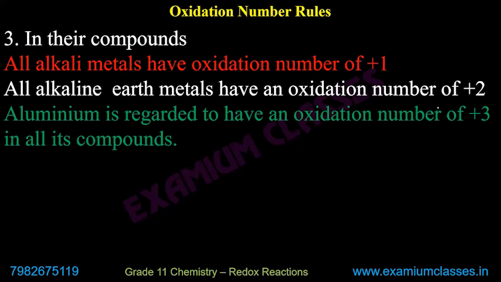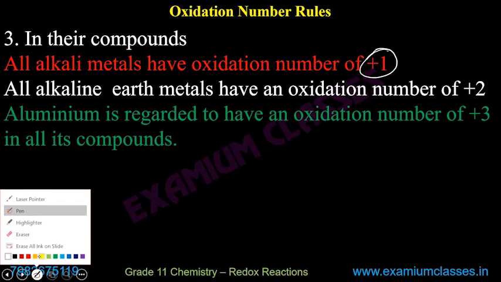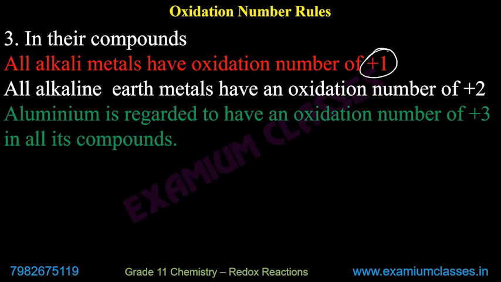Now the third rule, and this is the one where many students make mistakes. They don't recall this rule and just apply the other rules. All alkali metals have oxidation number +1. It means whatever the compound is, oxidation state will always be +1. The oxidation state of all alkali metals, lithium, sodium, potassium, rubidium, cesium, francium, will be +1 in their compounds.